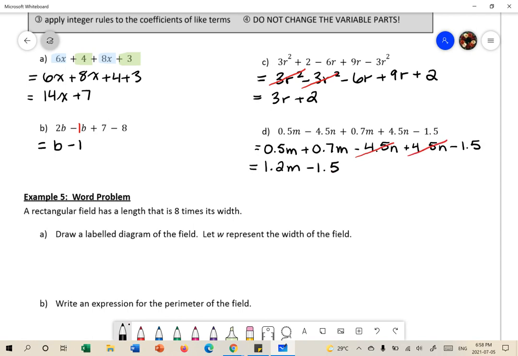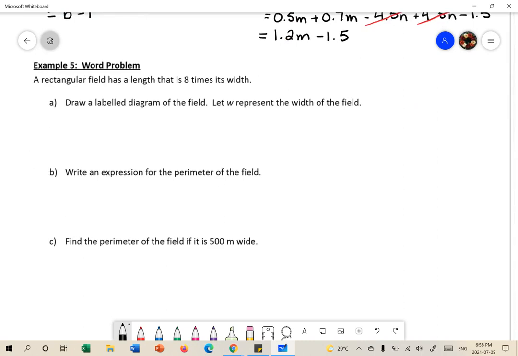Let's practice a word problem. A rectangular field has a length that is 8 times its width. Draw a labeled diagram of the field. Let W represent the width of the field. So here's my field, and it says that the length is 8 times the width. So if this is my length and this is my width, I know that my length is 8 widths. So instead of writing L and W, I'm going to write 8W and W.